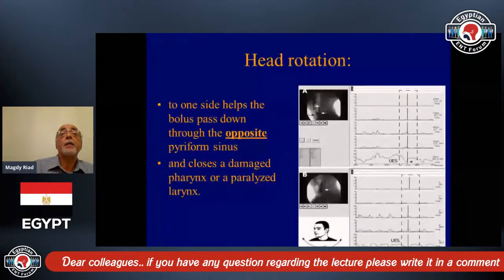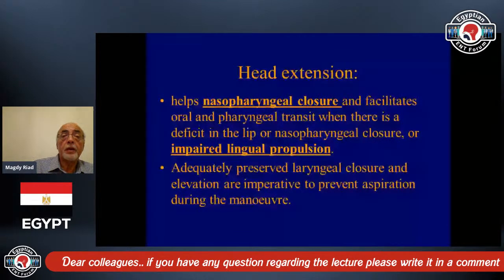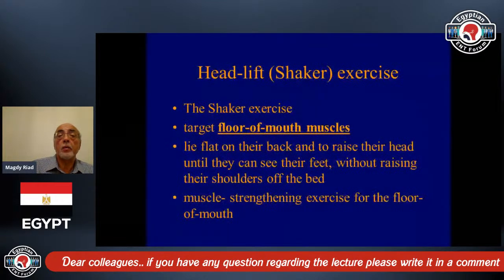You can also extend the head backwards, and that would help with the nasopharyngeal closure, and also help if you have a weak floor of the muscle actions. Or you could try the shaker exercise, in which you ask the patient to lie flat and try to raise his head above the level of the shoulders, keeping the rest of the body flat. And this is a good exercise to the floor of the mouth muscles that works by improving the excursion of the larynx and the hyoid and the neck, so that it opens up the upper esophageal sphincter easier.